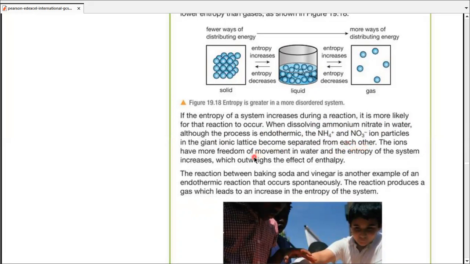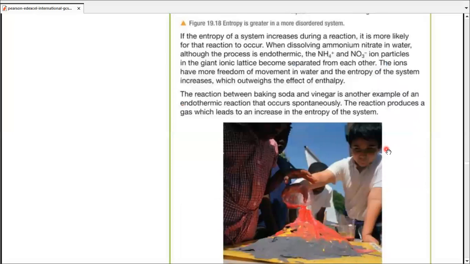In fact, they get the freedom of movement in water. The disorder in the system has increased. Hence, the entropy of the system has increased, which outweighs the effect of enthalpy. And even when the reaction is endothermic, it is able to happen accordingly. So the driving force is not enthalpy itself. The driving force is actually the entropy of the system, which is increasing.